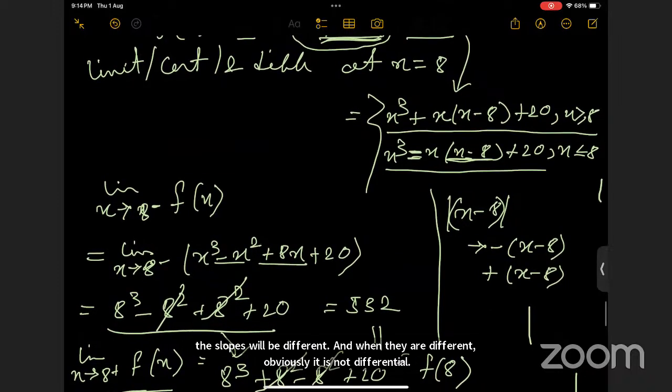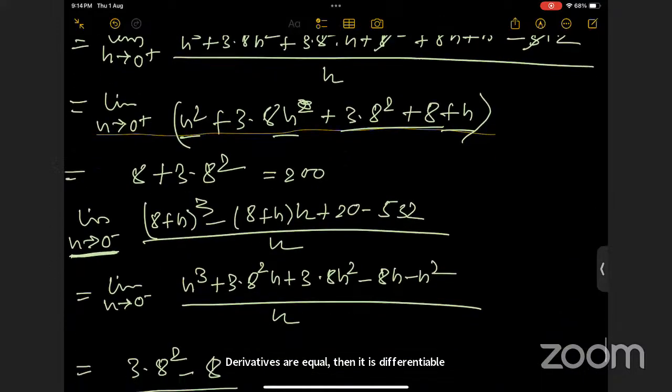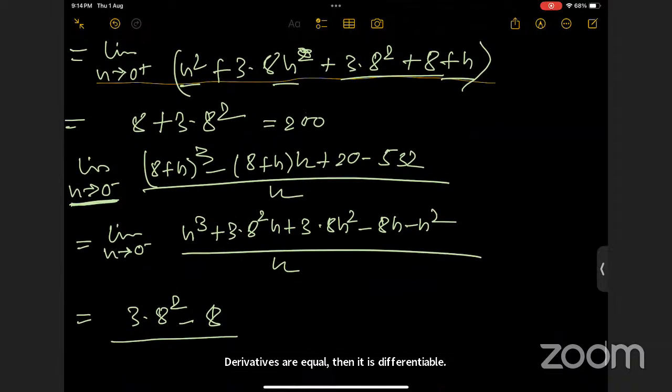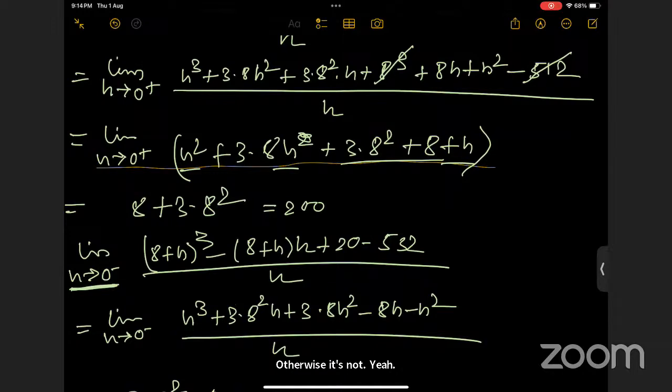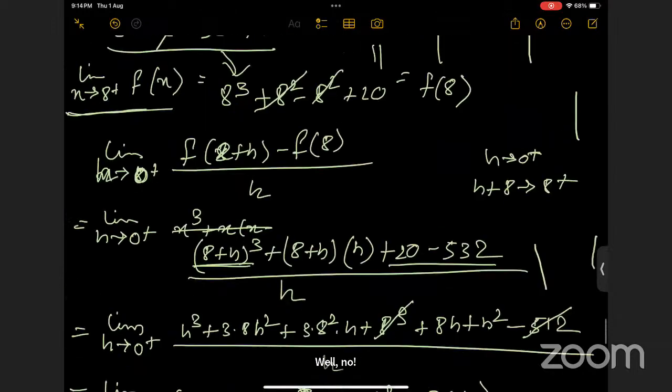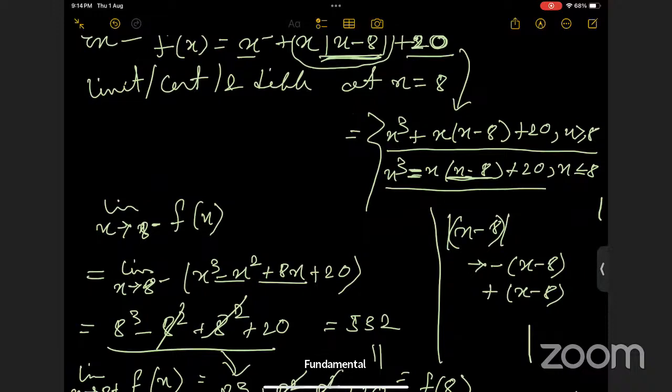Basically, it's an easy one. We differentiate both the equations, and if the slopes are equal, that is the first order derivatives are equal, then it is differentiable. Otherwise, it's not. That's the basic thing. Here we are doing the same thing, and here we are also differentiating this equation with the traditional definition. But you have the formula. Yeah, the traditional definition, we're doing that.